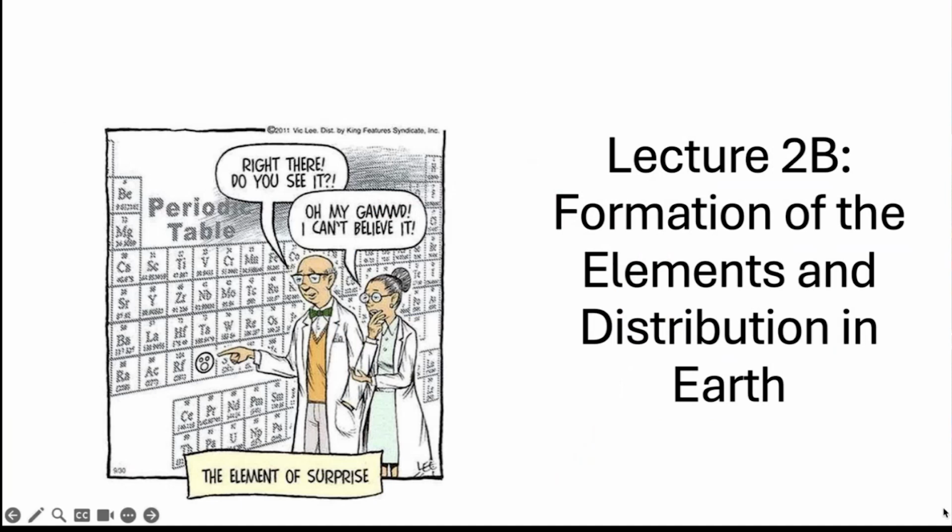Formation of the elements and distribution in the Earth. And never forget about the element of surprise, which is between something called RF. It's just right underneath tantalum, which is a new one for me.